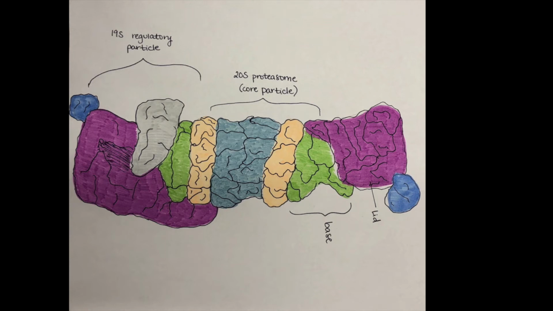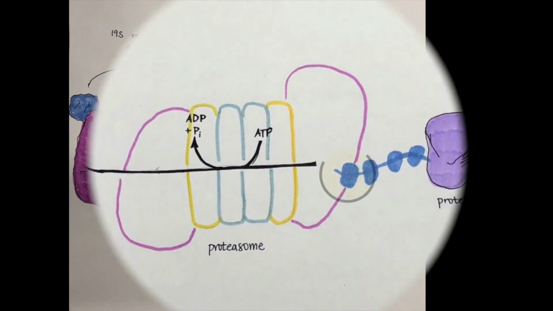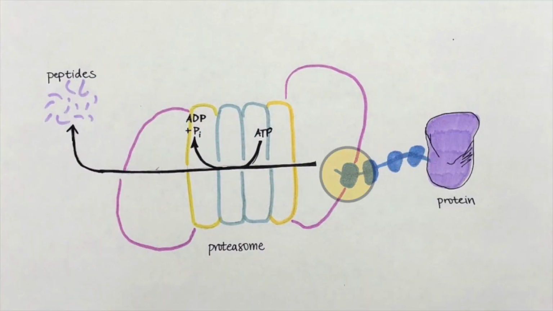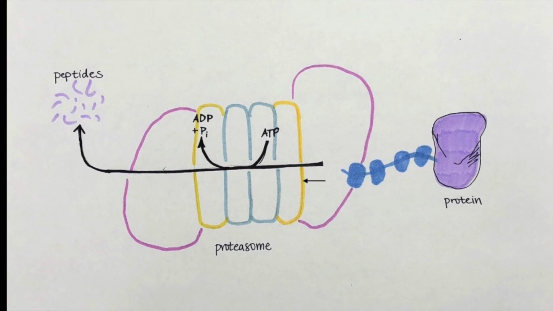The regulatory particle varies based on the function of the proteasome. There are 10 lid proteins that bind ubiquitin on the protein, and deubiquitinating enzymes remove the ubiquitin from the protein. This removal is crucial because it allows the protein to fit into the proteasome. The 10 subunit base includes an ATPase that unfolds the protein and threads it through the central channel.